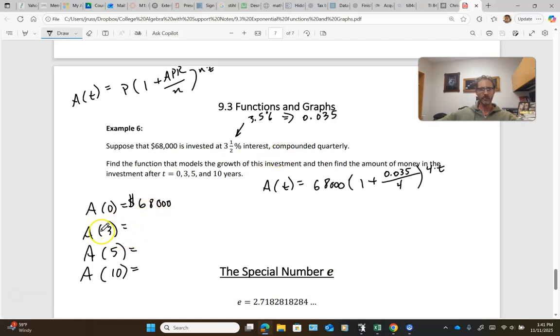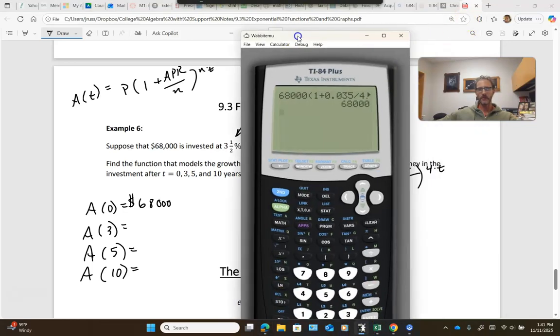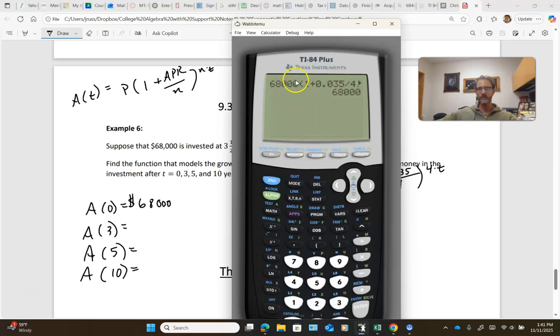Alright, so now we want to see how much we have after 3, 5, and 10 years. You can do this the same way, but I'll show you a shortcut. You can reuse what you already have in here. If you hit second and then the enter key for entry, it'll re-enter what you just typed in. And then you can simply scroll over and replace that value of t with the new value of t, so 3 in this case. Alright, so here we go. After 3 years, it'll be worth $75,493.83. You're going to need to round to the nearest cent for these.